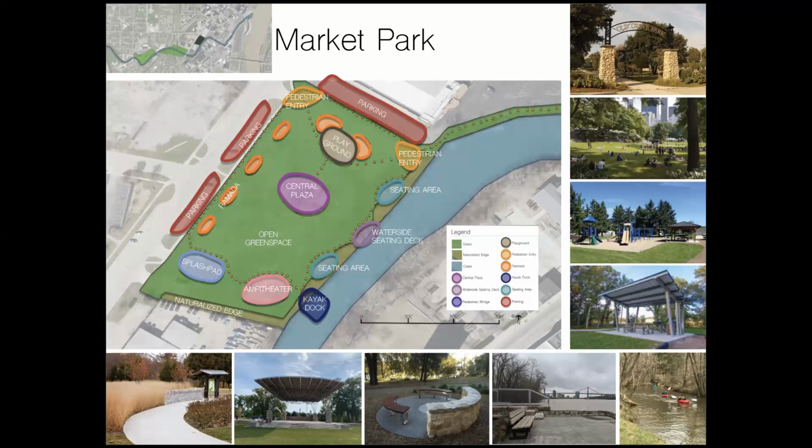There would be lots of ramadas and picnic shelters for people to come and use, as well as a central plaza. And here again, you can see both the waterside seating deck and the seating areas that are adjacent to the creek, as well as that kayak dock, again, which would help to create the connection between the three and get more people using the creek.